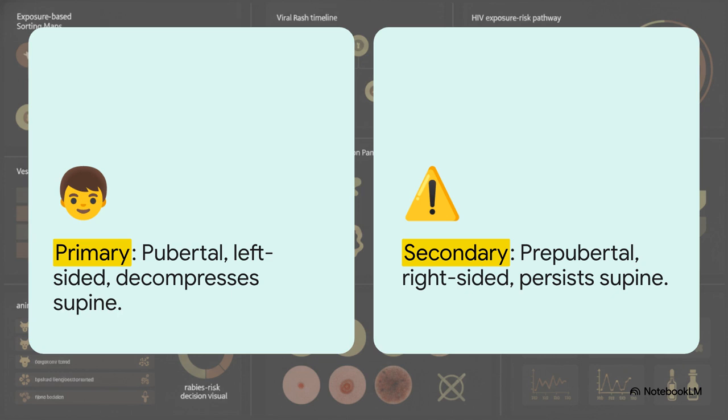Conversely, a secondary varicocele presents prepubertally and it's right-sided. Because the right gonadal vein drains directly into the inferior vena cava, it completely bypasses that SMA-aorta junction. So the crucial point is that a right-sided mass persisting when the patient is supine is a massive clinical red flag. It strongly suggests a mechanical obstruction, demanding an immediate abdominal ultrasound to rule out a retroperitoneal mass like a Wilms tumor or renal cell carcinoma or an IVC thrombosis.